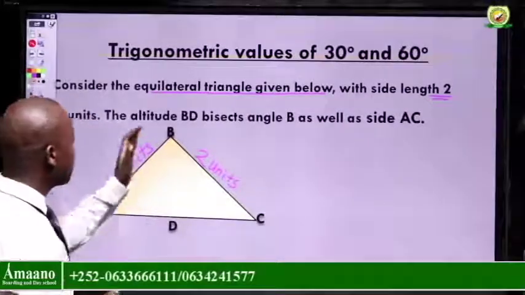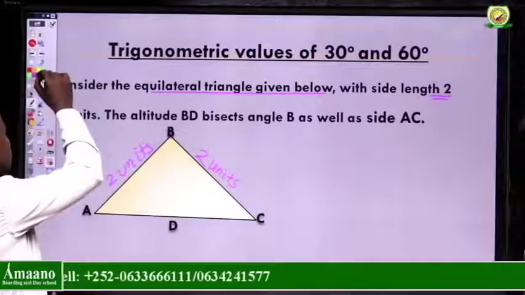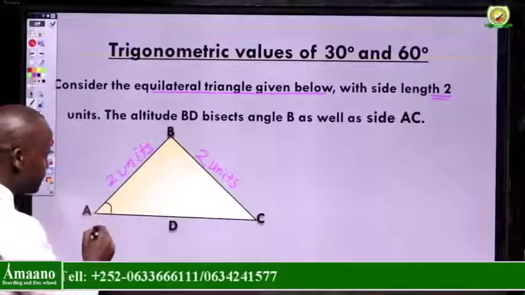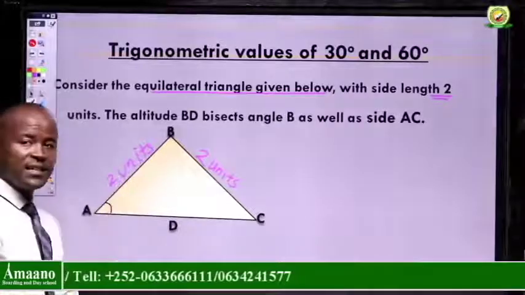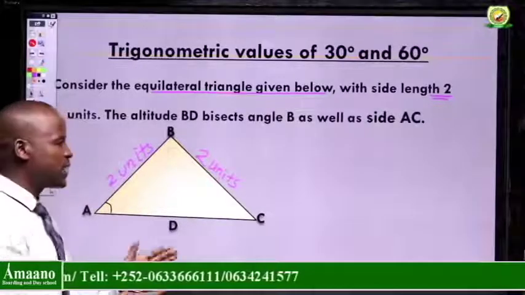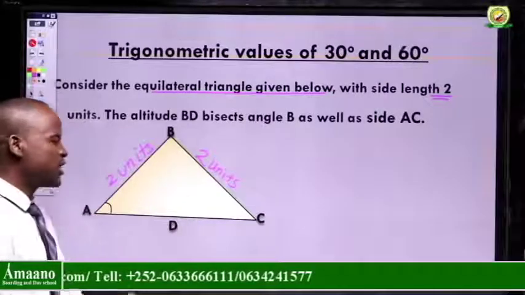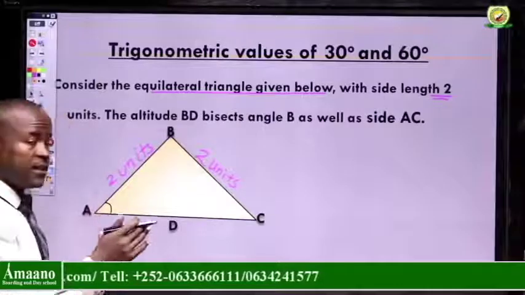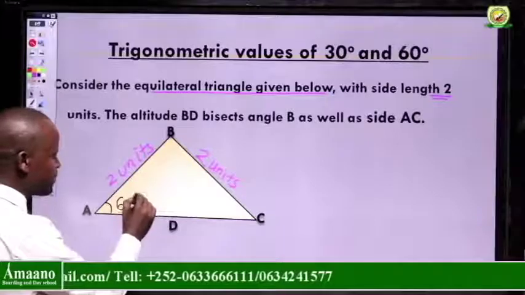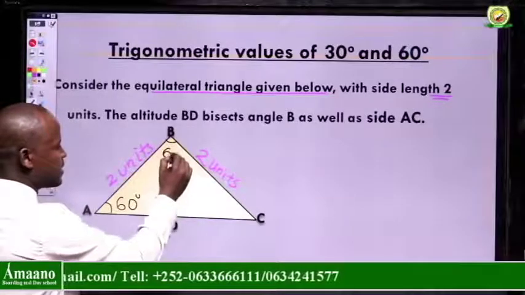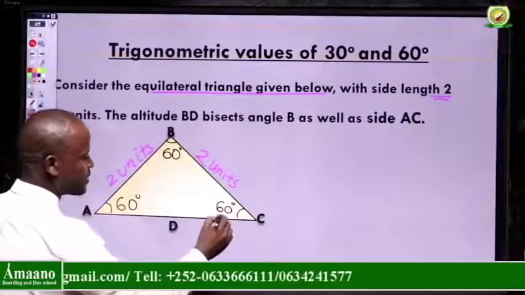And for this equilateral triangle, the degree measure of each interior angle is 60 degrees, because the sum of the interior angles of any triangle is 180. So if you divide 180 degrees into 3 equal parts, because the angles in an equilateral triangle are all the same, 180 divided by 3 is 60. So angle A is 60 degrees, angle B is 60 degrees, and the same for angle C, which is 60 degrees.